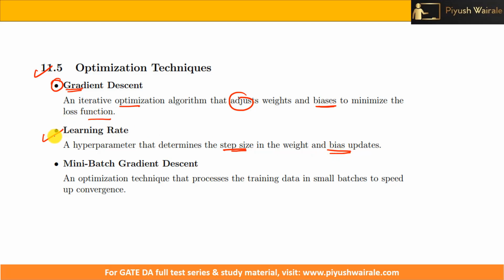Based on this technique, there can be a numerical as well, a numerical based on this learning rate. They can ask a simple numerical based on this learning rate, because we can solve such a simple numerical within a minute. Then the next optimization technique is mini-batch gradient descent, an optimization technique that processes the training data in small batches to speed up convergence. So these three optimization techniques are generally followed in neural networks.